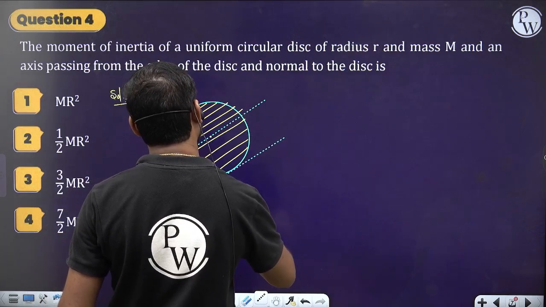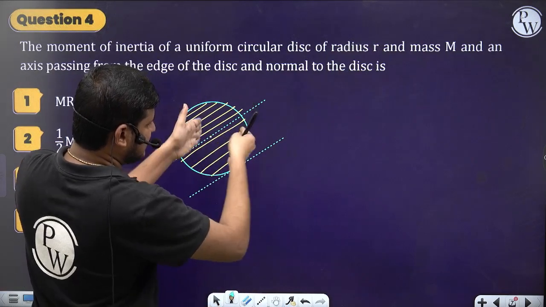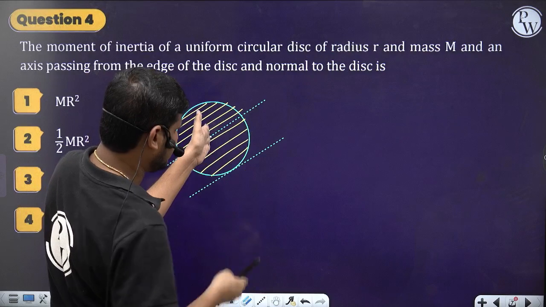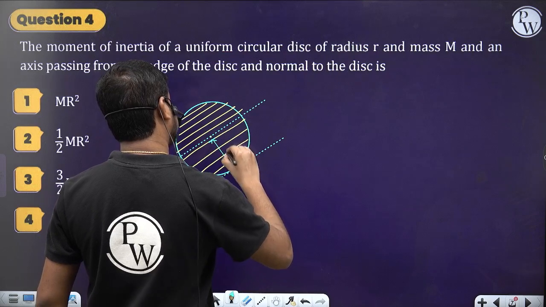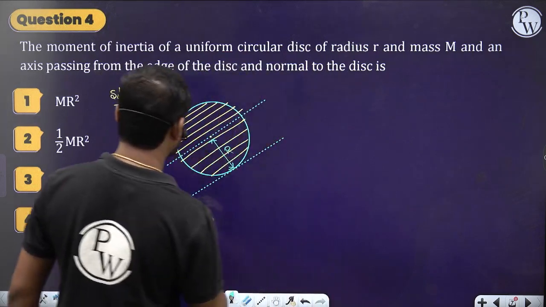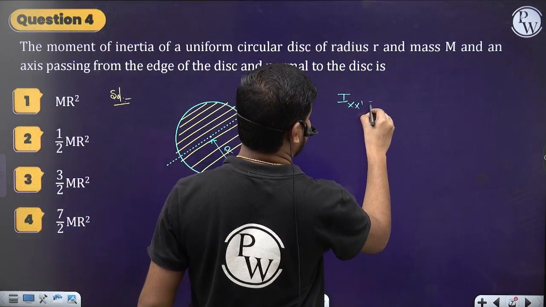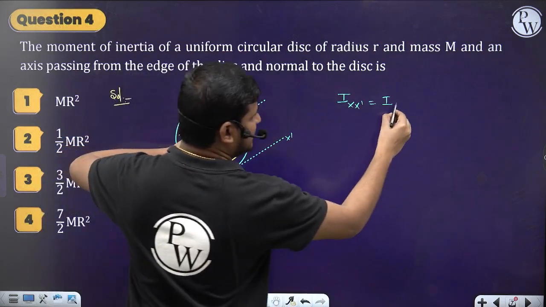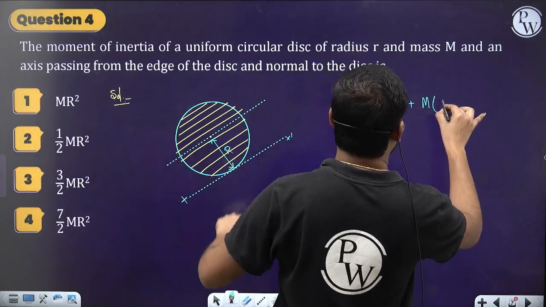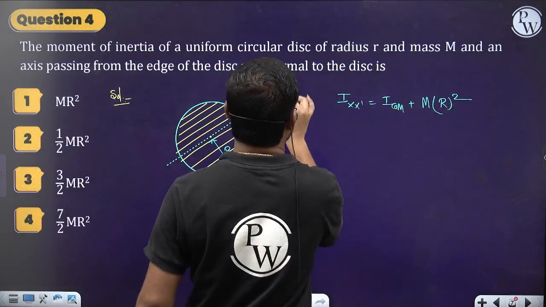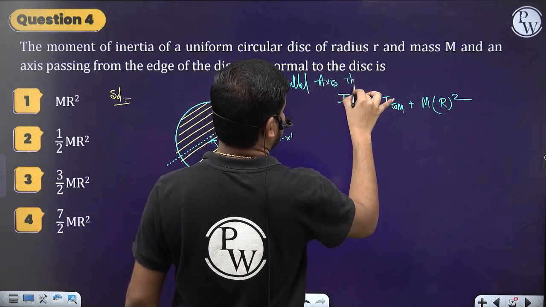If we have to imagine it in 3D, how do we imagine this one? These two lines indicate that this one is about its center, and here we are finding about the edge. So can we apply the parallel axis theorem here? This length will be the radius of the disk. Let's suppose this is some x dash axis. So the moment of inertia about the x dash axis will be equal to the moment of inertia about its center of mass plus the mass into the distance, which is r whole square. Here I am applying the parallel axis theorem.